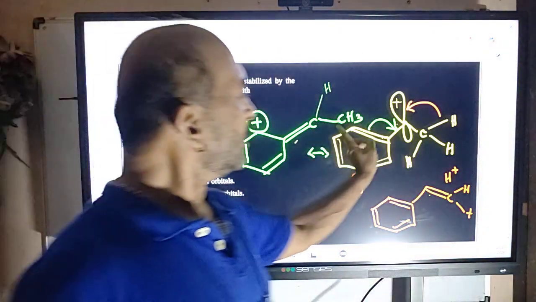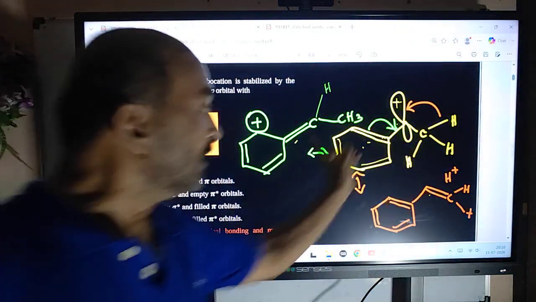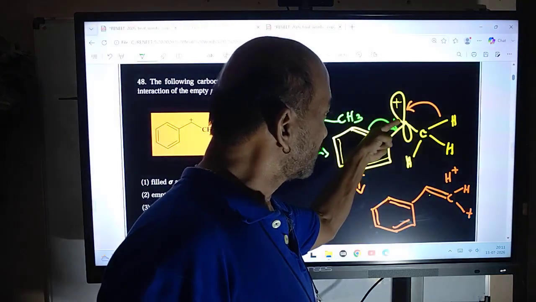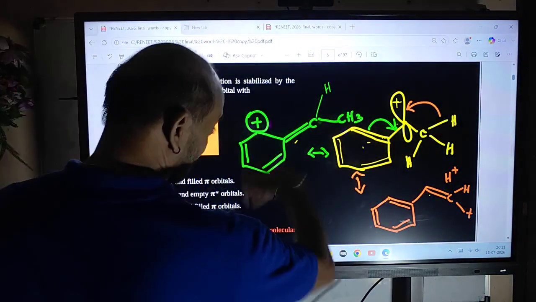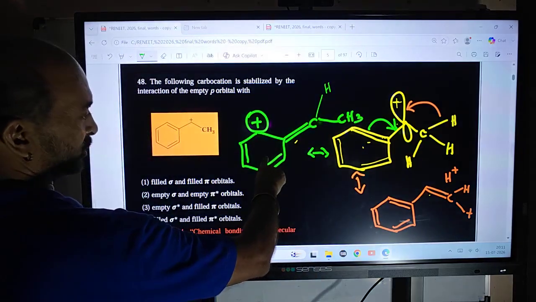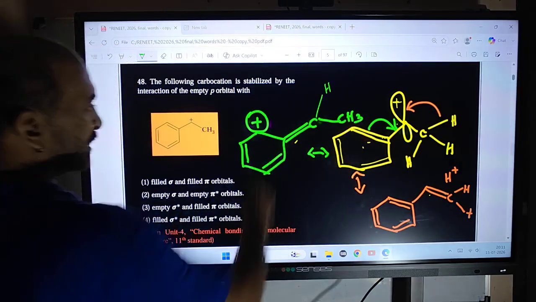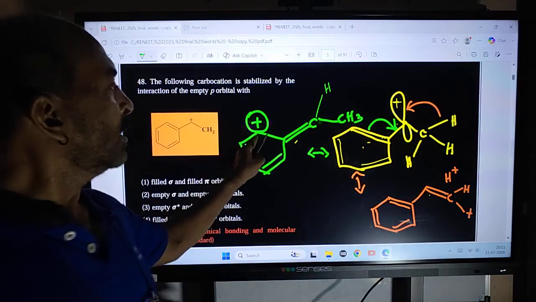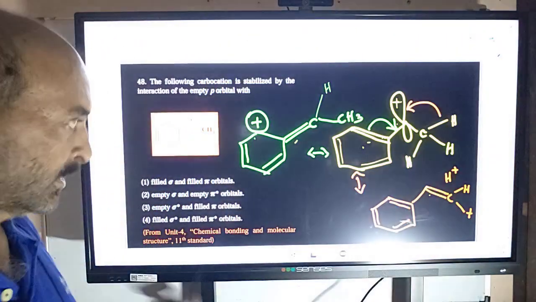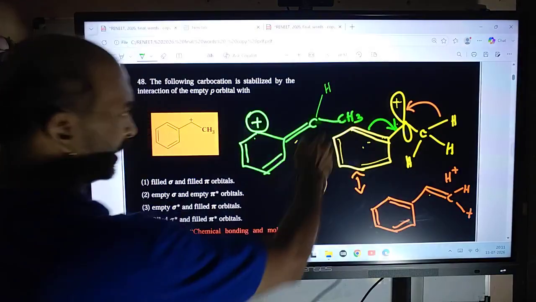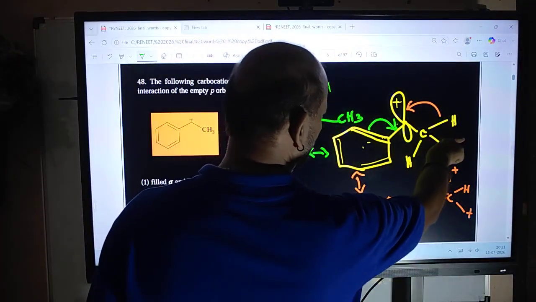See, it can conjugate with one of the pi bonds in the benzene ring, where this shifts over here as I have shown by the green arrow. Then the resultant structure will have a double bond here, CH3, and the plus charge migrates to the next position of the benzene ring. The plus charge comes into the benzene ring, so that way it can get delocalized to the left side. At the same time, it can get delocalized over the other side.